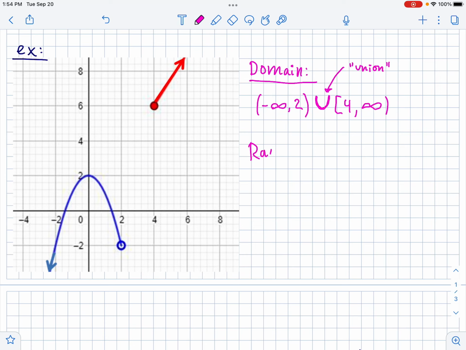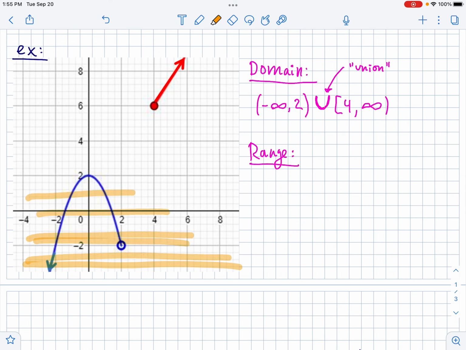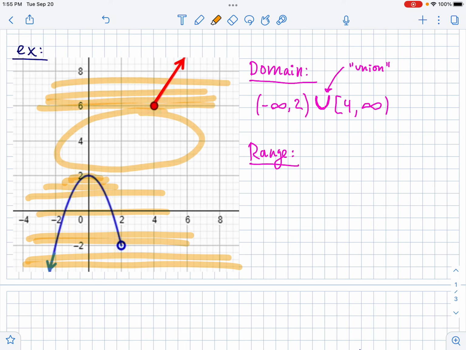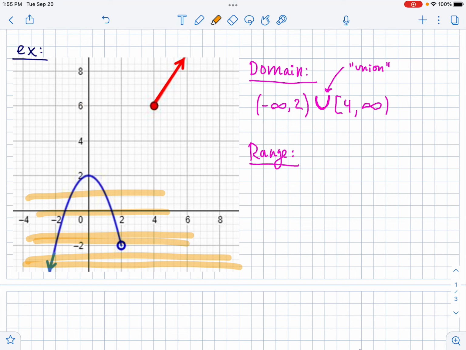For the range, if you hold your pencil sideways and look at this, here it goes down to negative infinity and then comes all the way up, and then here it hits 2, but then once again there's a gap in the middle, and then right here it starts at 6 and keeps going all the way up to the top again. So we're gonna have to do the same thing again where we unionize the two sections of the range.